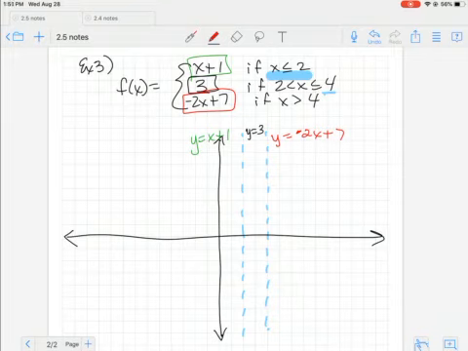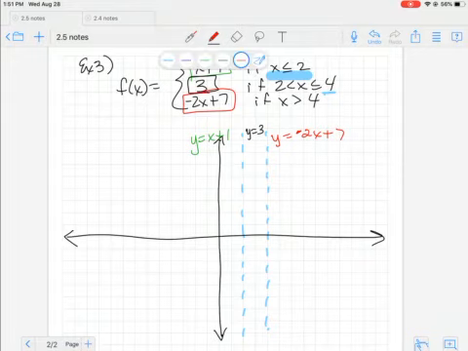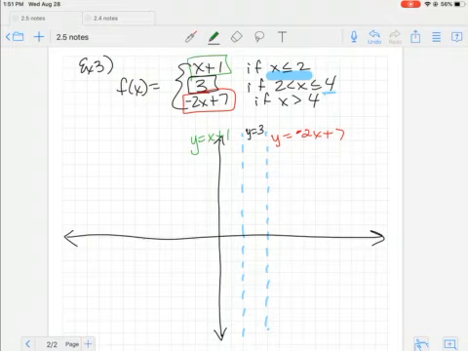So do you see what's happening here? I have these full graphs, but I'm only looking at the piece that goes in between. So the piece that's going to go between these two are going to be these lines. For the first one here, I'm going to go back with green, y is equal to x plus 1.